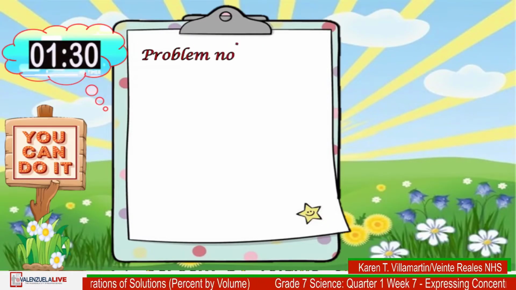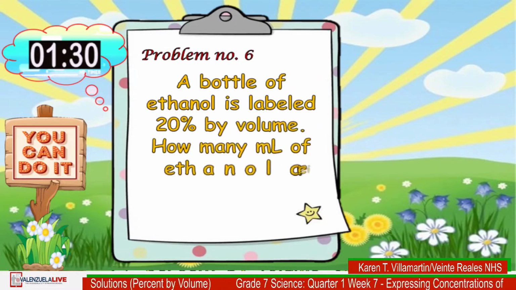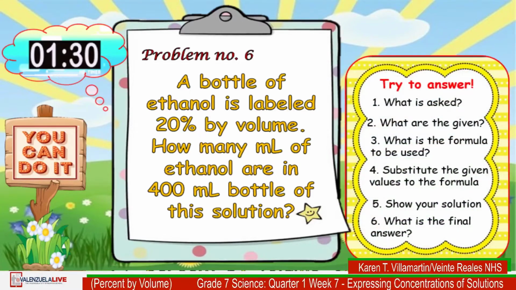Problem number 6. A bottle of ethanol is labeled 20% by volume. How many ml of ethanol are in 400 ml bottle of this solution? Time starts now.